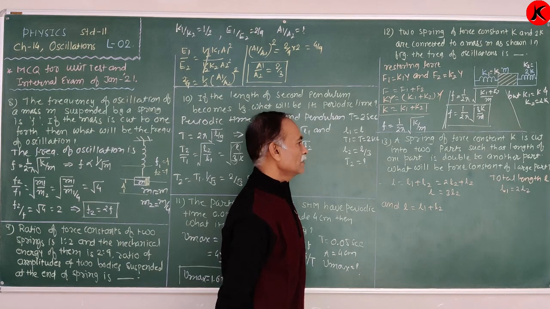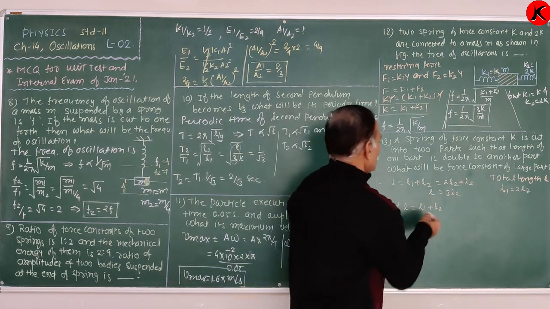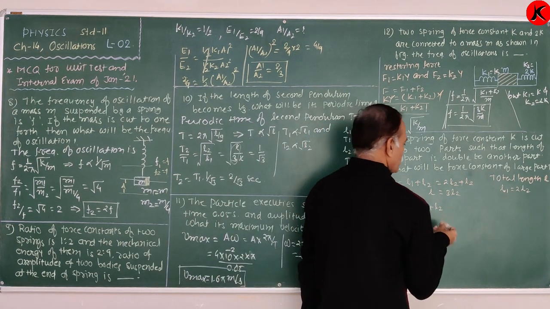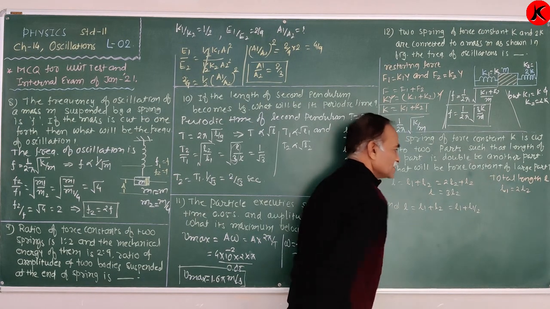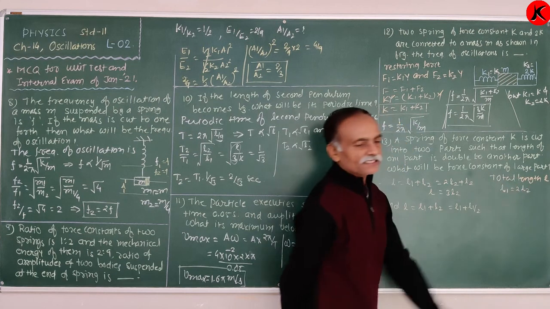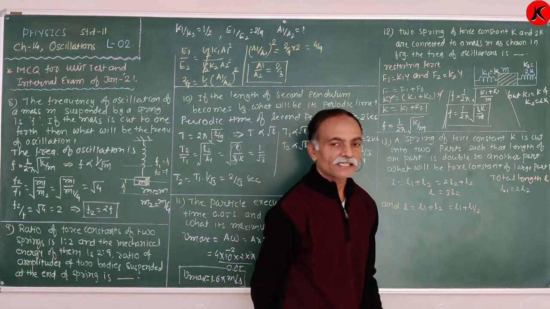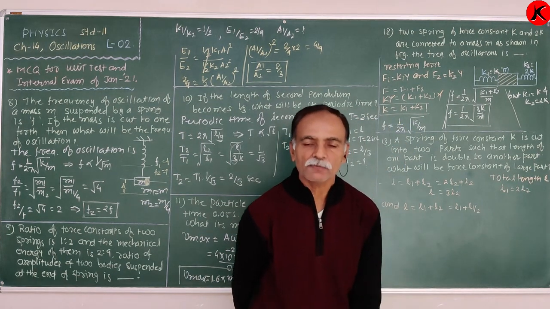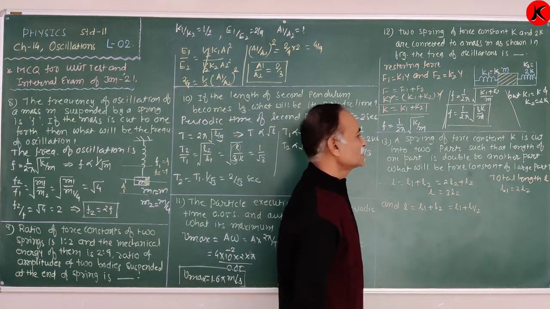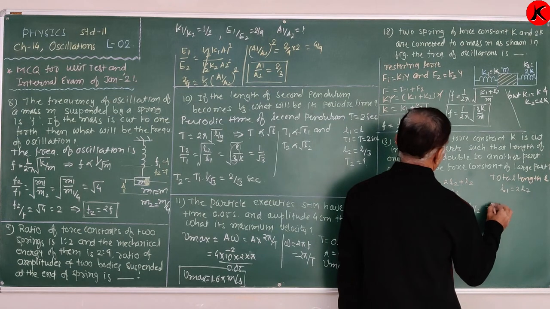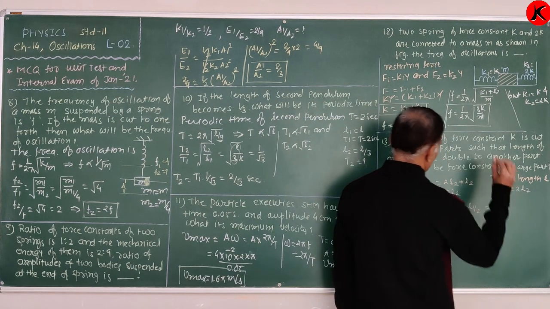Also L is equal to L1 plus L2. Therefore, L2 is equal to L1 by 2, so L1 plus L1 by 2, because the length of the first part is double the second part. Therefore, the second part has a length that is half of the first part. Right? Therefore, L is equal to 3L1 by 2.